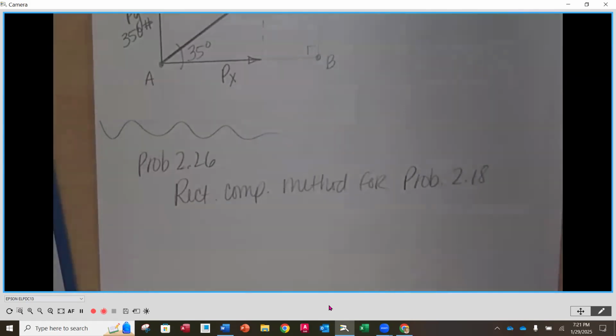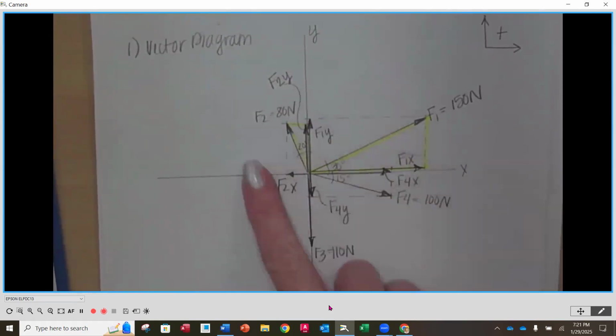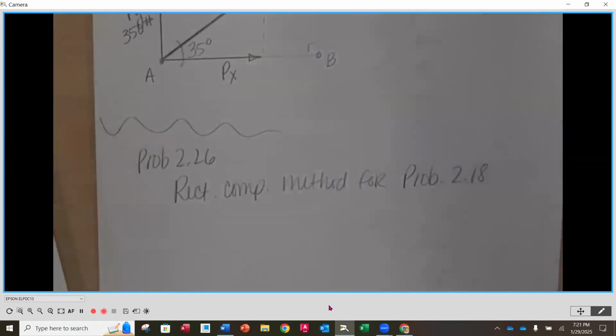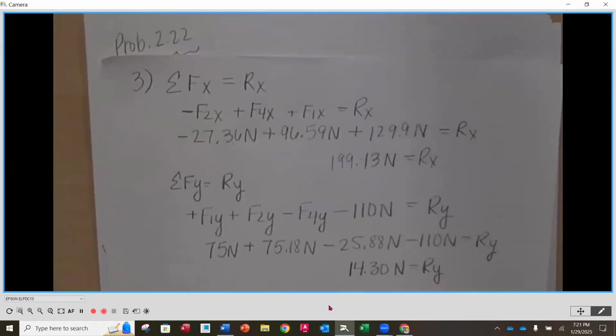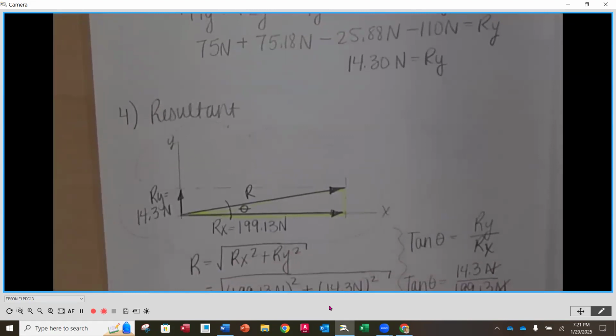Yeah. So you're going to mimic what we did for sample problem 2.7. You're going to start like this. Okay. You're going to do your components. You're then going to sum your forces in the X and Y to get the resultant X and Y. And then you're going to do the final diagram showing the X and Y resultant components, solving for that. So that would be the full rectangular coordinate or rectangular component method. All right, so that would be number 26. So following that very same process we did for sample 2.7.